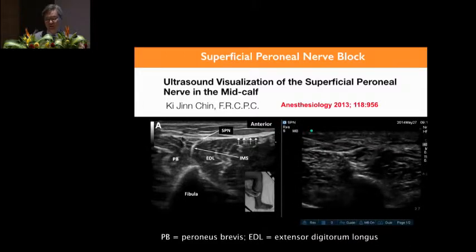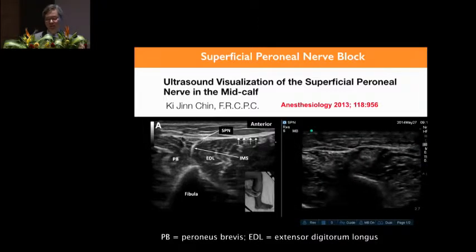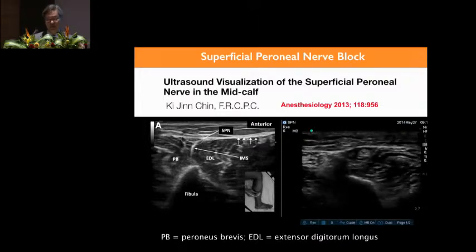So it's something that we should all do, particularly in someone with a swollen ankle. It is not as painful when you do this technique as with the infiltration technique. So it's a very easy superficial block to do.